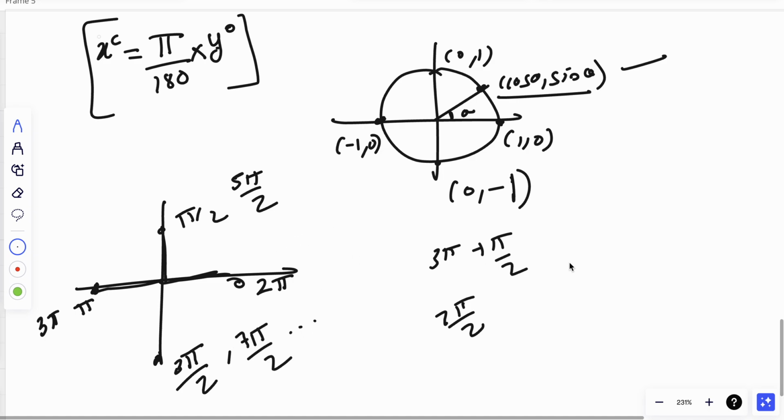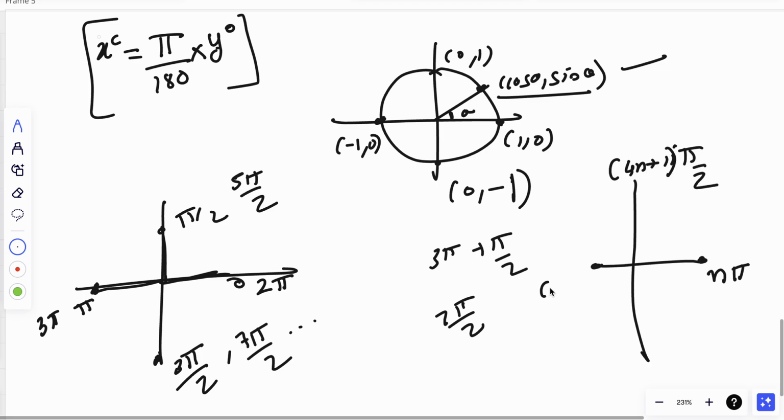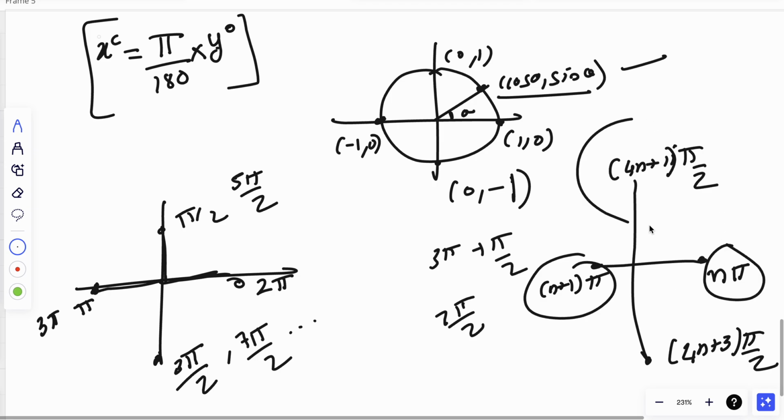So if you want to find the angle in radians on the x-axis, it will be n pi. If you want to find it here, it will be (4n plus 1) pi by 2. On this angle, here it will be (n plus 1) pi. What will be here? (4n plus 3) pi by 2. So n pi, (4n plus 1) pi by 2, (4n plus 3) pi by 2. What is pi? Pi is directly 3.14 radians.